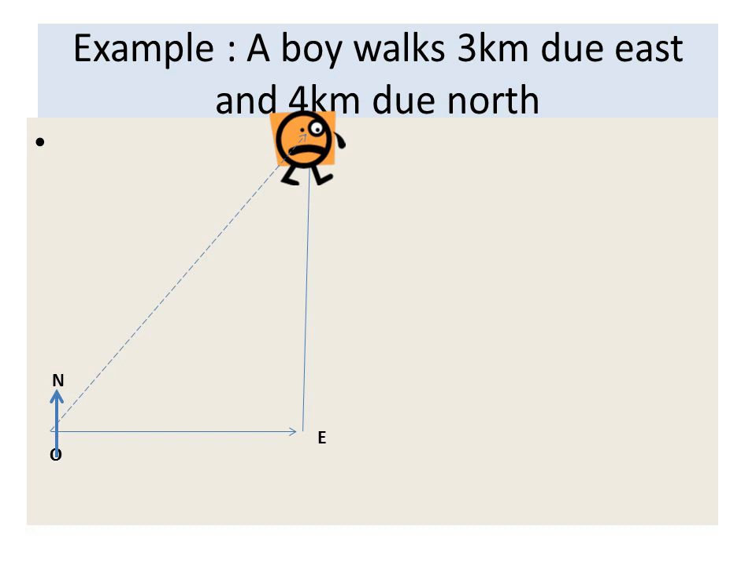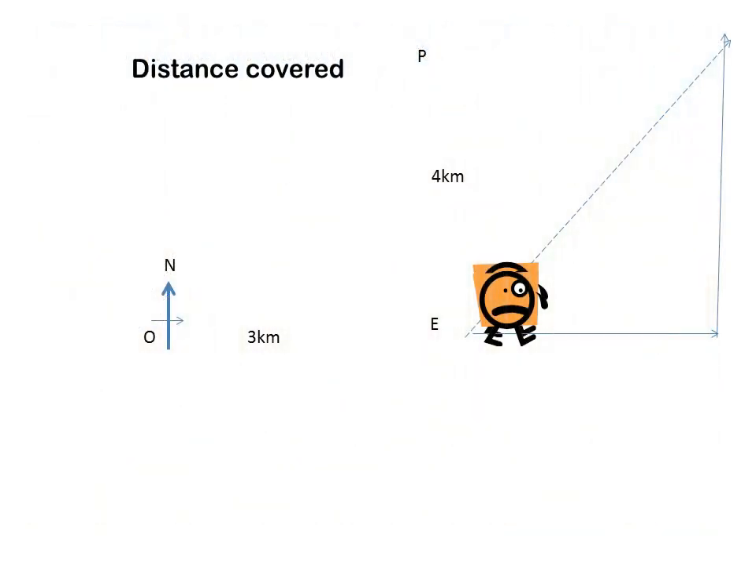The displacement is given by the straight line, so I want to trace this more appropriately. Now the boy moves to the east, then to point P. Tracing the path of his movement, from O to E he has moved 3 kilometers, and from E to P he has moved 4 kilometers. This is the distance he has covered. But his displacement is from point O to point P, as depicted.